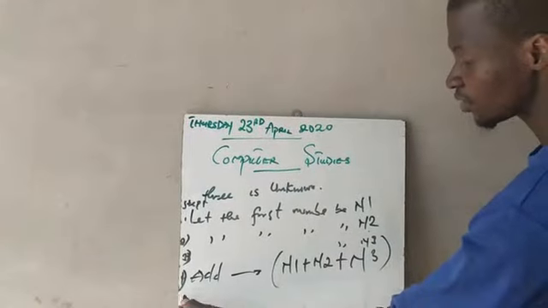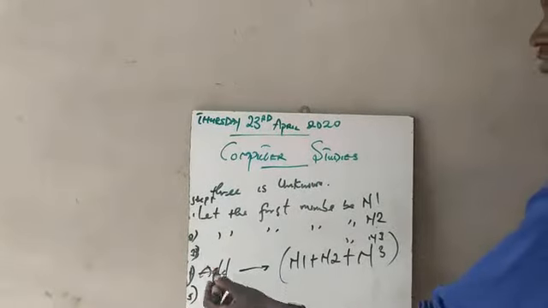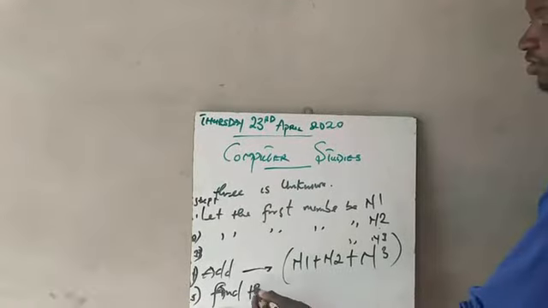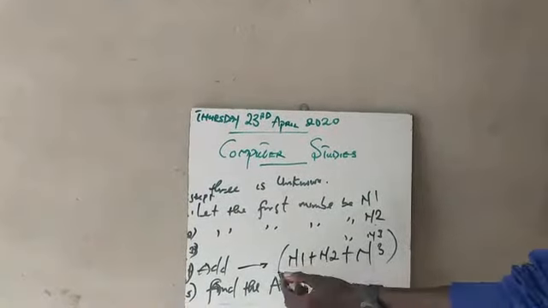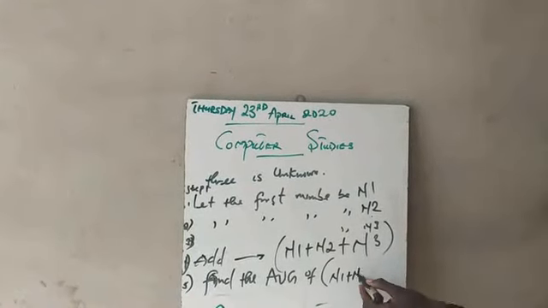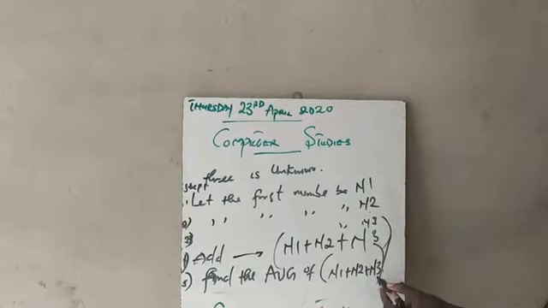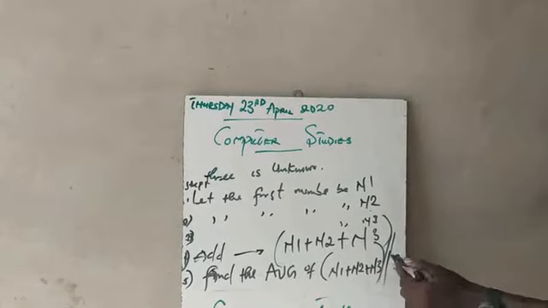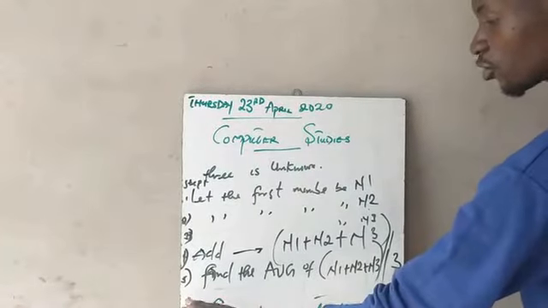So in other words, step 5 now, what we do is to find the average of the three numbers, which are n1 plus n2 plus n3. What will be the average? Divided by what? 1, 2, 3. So you divide by 3, and then you have your total result.